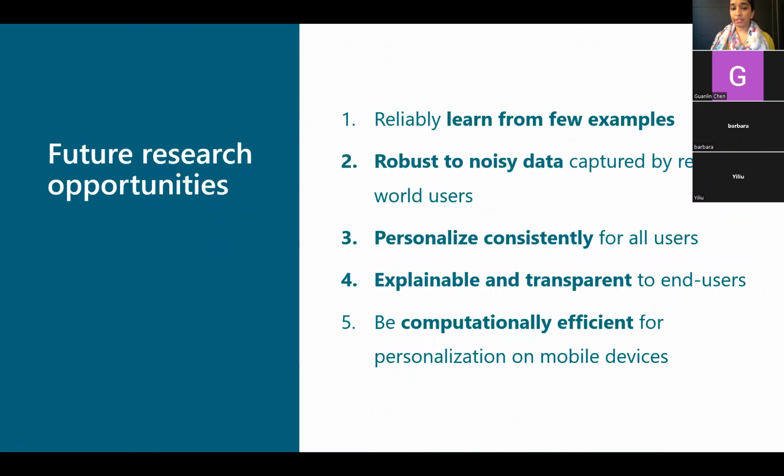And fourth, explainability. We need to think deeply about how to make the recognizer's learning process transparent to end users who may need to adjust how they capture the training data. And finally, computational efficiency. Ultimately, personalization would need to happen on a mobile phone, so the adaptation process must be computationally lightweight.